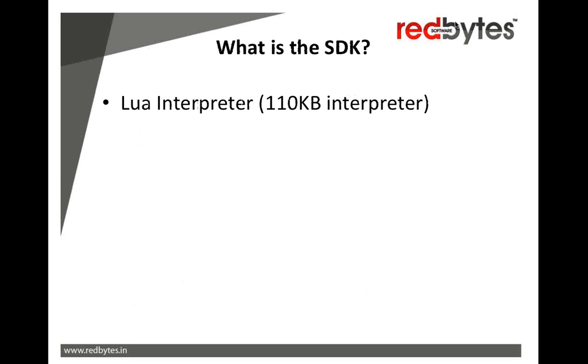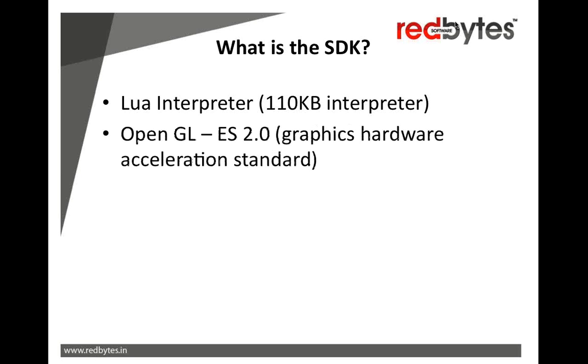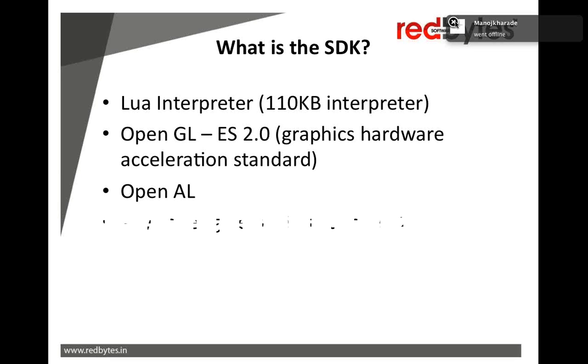So what is this SDK about? From a technical perspective, this SDK is nothing but a Lua interpreter. You have this scripting language called Lua, which you use to write your code using the APIs provided by the Corona SDK. This API interfaces with both OpenGL and OpenAL. OpenGL is the open graphics library, which can use the capabilities of the hardware to render the graphics on the device, and the OpenAL library takes care of the audio functions. OpenGL and OpenAL are both used by iOS as well as the Android operating systems.